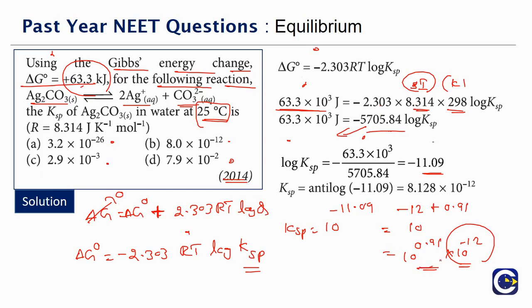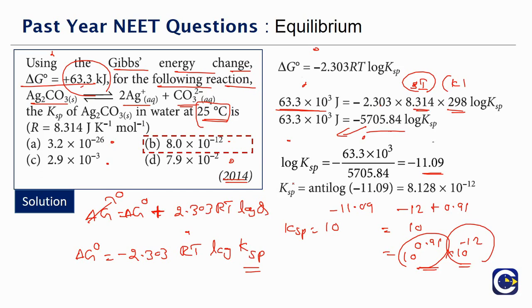So 10 power 0.91 will be less than 10, and what is the value? It will be close to 8. So what is the correct answer for this? Option D is the correct answer. For these kinds of problems, the moment you look at the options, it gives us a hint that we can choose a good amount of approximation and still be able to get the answer. If the options are very close by, then we may not be able to do approximations that much.